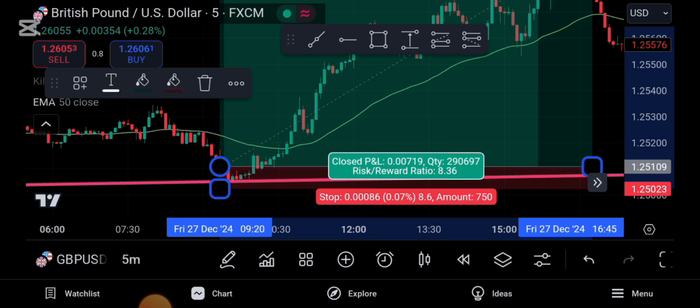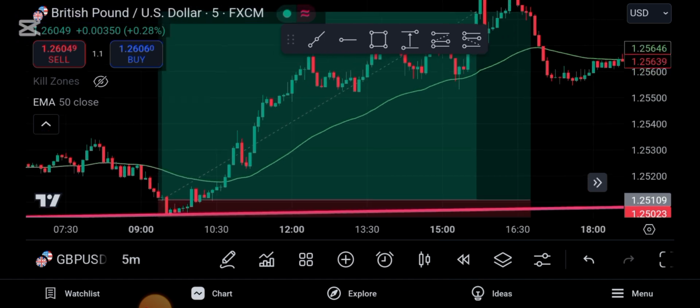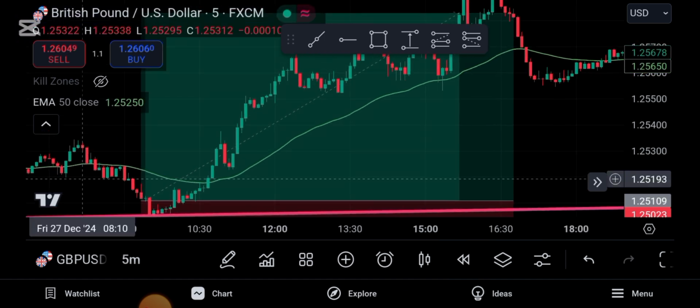A 1:8 trade that gives you an opportunity to actually kill the market, basically. I'm not supposed to say those words. No. This is an opportunity to actually smash the market. Take as many pips as you can imagine.